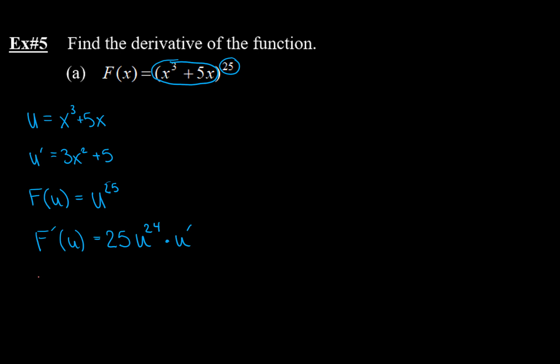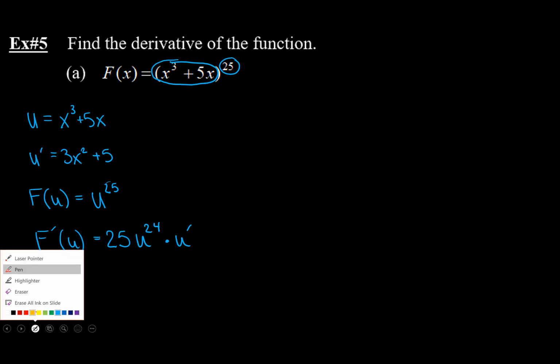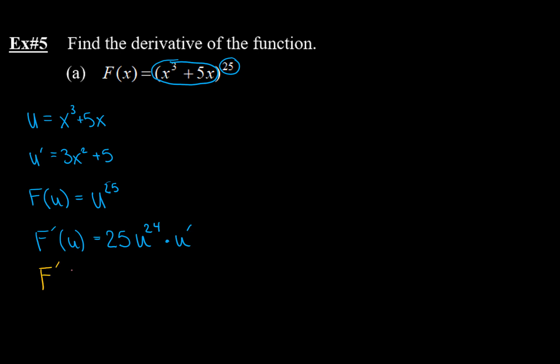Okay, now that I've figured out what the derivative is, I'm going to write it back in x form. So f prime of x is going to be 25, and then I'm going to replace this u with what I used for the substitution. So x cubed plus 5x. And then next I need to multiply it by u prime, which I found to be 3x squared plus 5.